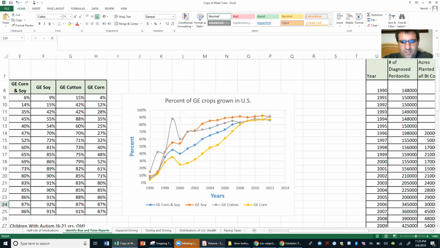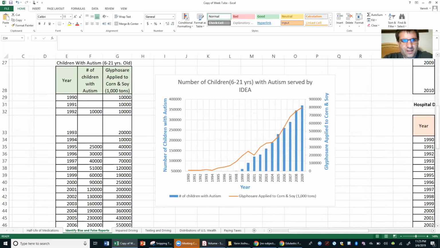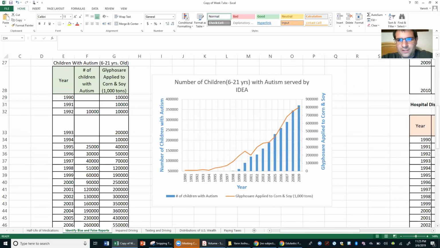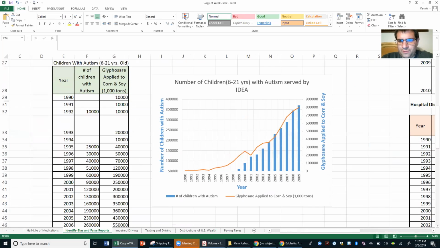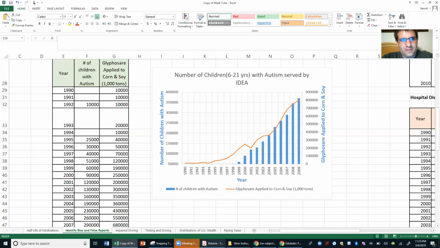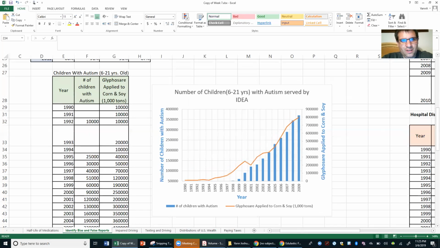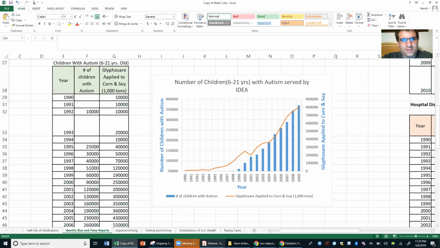And then we also looked at the correlation between children with autism and the GE crops. And we used the bar chart for this one, and it breaks down each year, and then the number of kids who were diagnosed with autism, and also the tons of corn and soy that were grown that year.